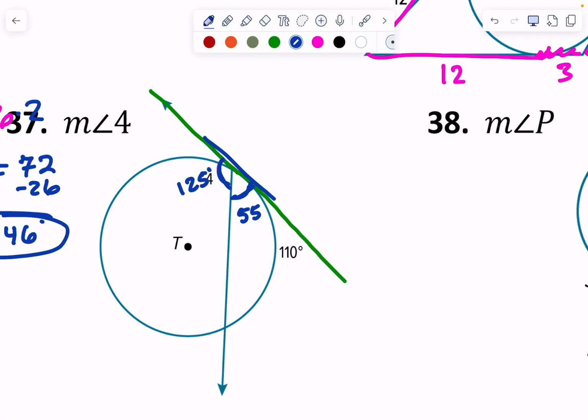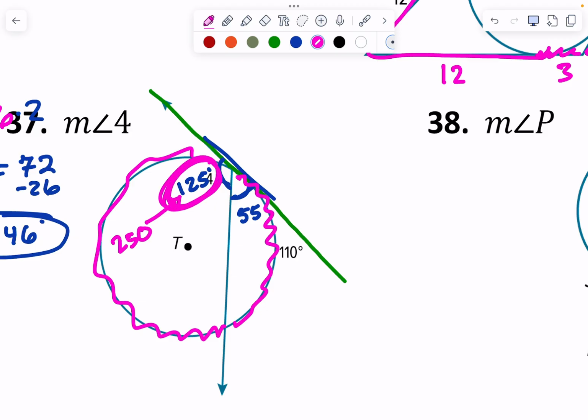Now, Jordan started out doing this, which is totally fine. He said that if this is 110, then this arc should be 250. And if I take 250 and divide by 2, do you get 125? Yep. You can do that. Beautiful.